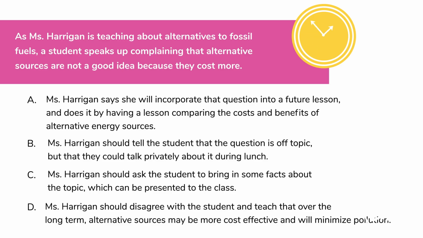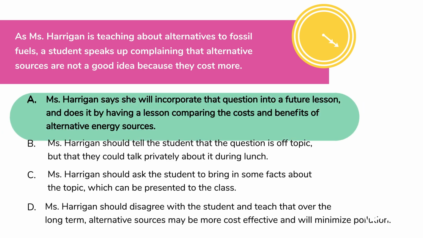This one is tough. I can see most of these being used in the classroom, but one answer is definitely best here. By choosing choice A, incorporating the question into a future lesson, Ms. Harrigan not only shows respect for the student who asked the question, but gives herself time to investigate the question, and gives the class an opportunity to make a cost-benefit comparison of alternative fuels. She also takes advantage of a teachable moment. So A is best. Nice.